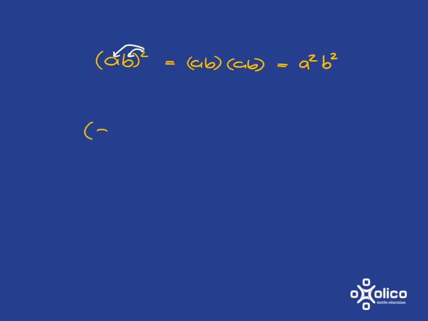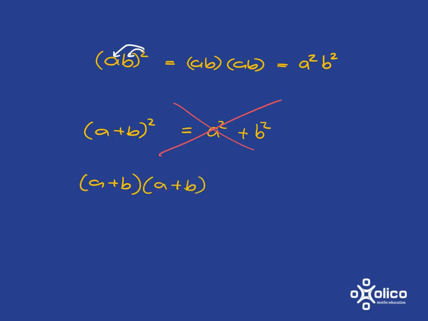What's not nicely behaved is if you've got a plus b squared. We can't simply do that thing of saying that that will be equal to a squared plus b squared. We absolutely cannot do that. Why? Because a plus b squared means a plus b multiplied by a plus b. And our distributive law will then tell us that this a has to multiply with both things in this bracket, and this b has to multiply with both things in that bracket.